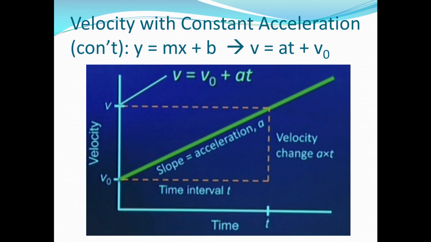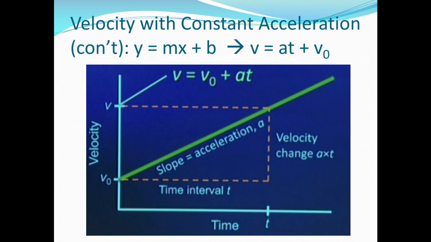So if you apply what you have learned in algebra for a linear relationship, y equals mx plus b, the y-axis in this case represents the velocity, and the x-axis represents time. The slope is actually the acceleration, and v naught would be the y-intercept. So from y equals mx plus b, you could write the equation v, the final velocity, equals v naught, the initial velocity, plus the acceleration times the time.